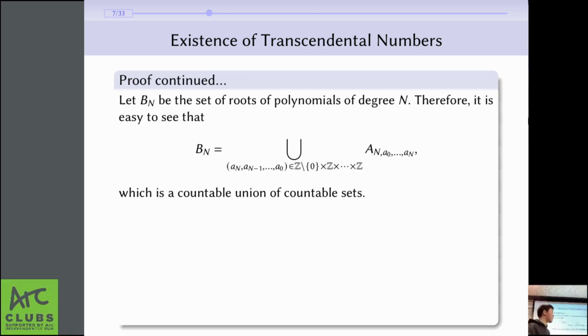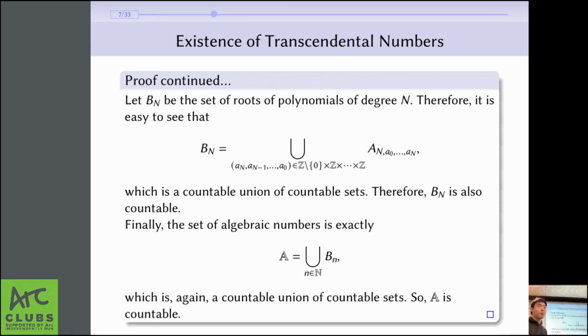a0 up to an is a countable set. And this union, if I take a_{n-1} to a0, well, this forms a countable union as well, because, well, Z cross Z finitely many times is a countable set. So you know that Bn here forms a countable set. And so Bn itself is countable.